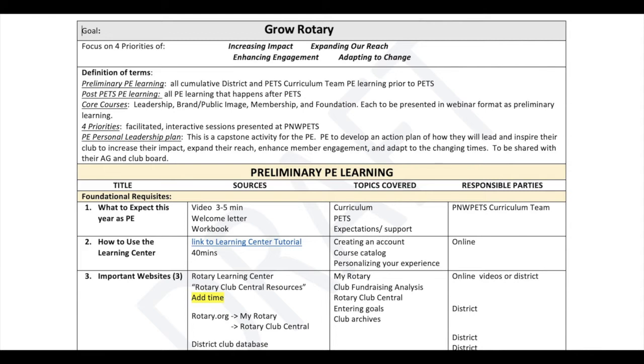First off, please note that instead of doing what to expect at PETS right before PETS, we felt there's a significant value to doing that first, particularly since this is such a challenging year. So you can see here that could consist of a welcoming letter along with their workbook, manual, possibly a 3 to 5 minute video, and would be authored by the PETS chair, the board of directors, and the curriculum chair.